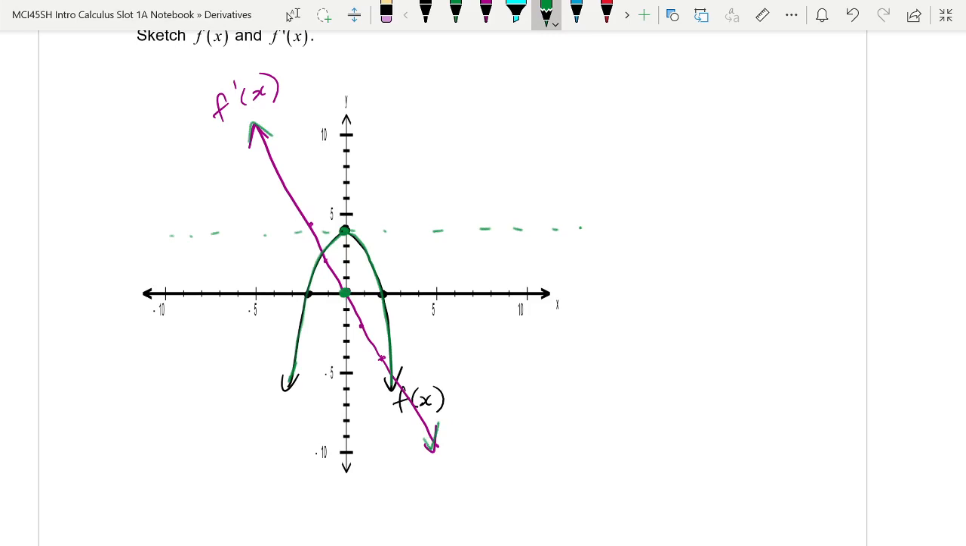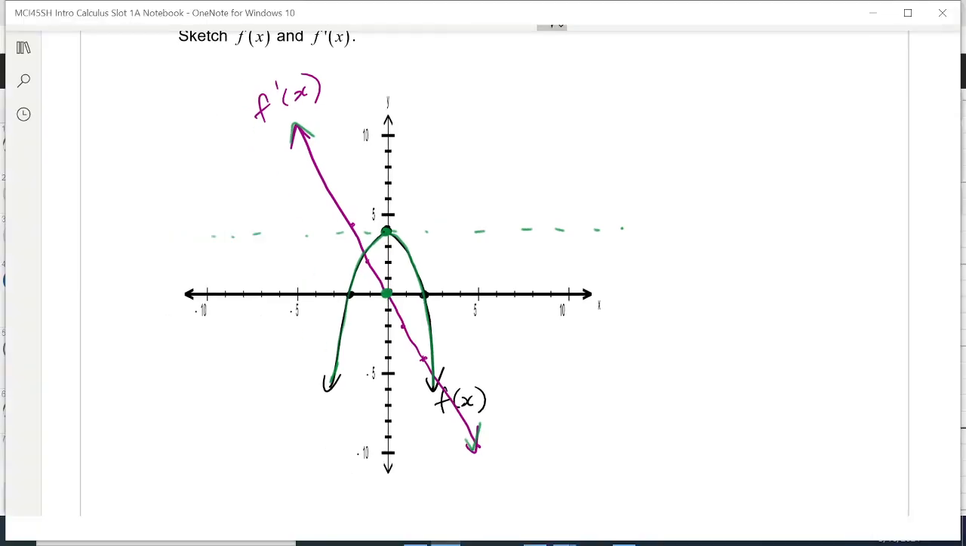And for the second time, actually the third time, we've now seen that the derivative of a quadratic is linear.